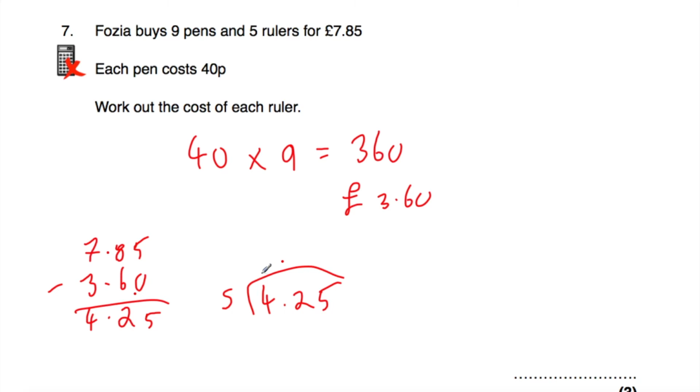So how many 5's go into 4? 0 remainder 4. How many 5's go into 42? That's going to be 8 remainder 2. And how many 5's go into 25? That's 5. So the price of each ruler is 85p, and that's it, 85p.